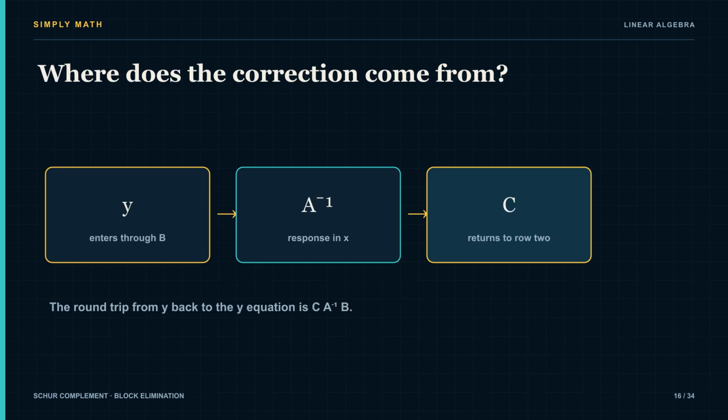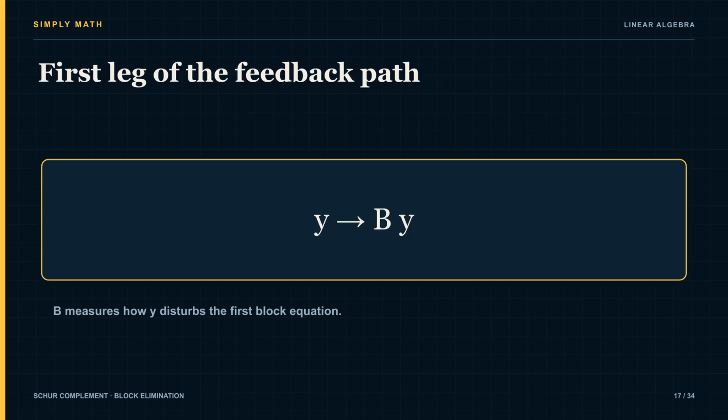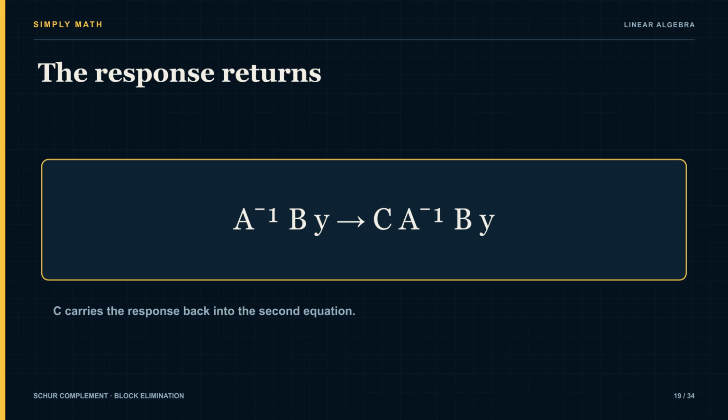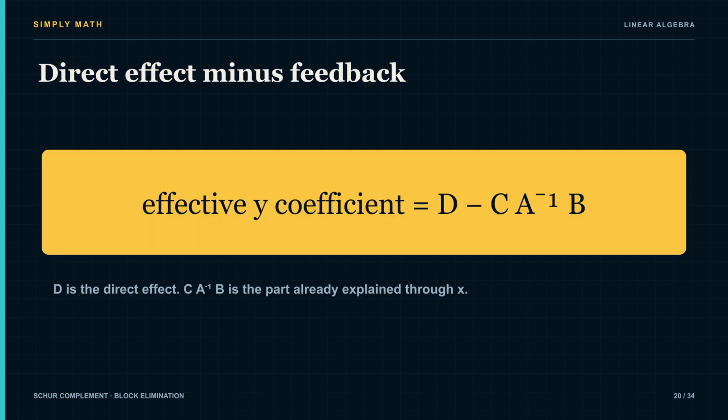To understand the correction term, follow one change in y around the coupled system. The matrix B sends a change in y into the first equation. A inverse converts that disturbance into the corresponding response of x. Then C sends the response of x back into the second equation. The effective coefficient is the direct effect D minus the feedback already explained through x.